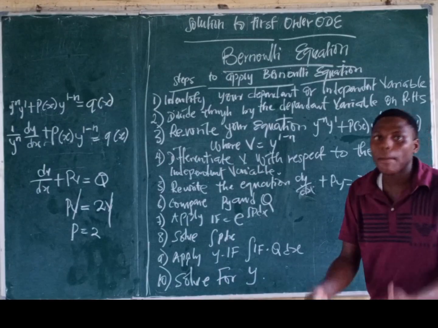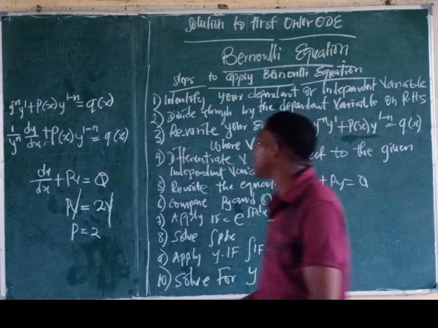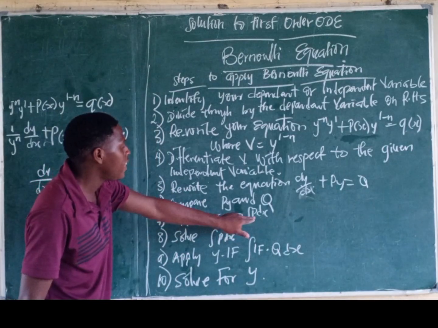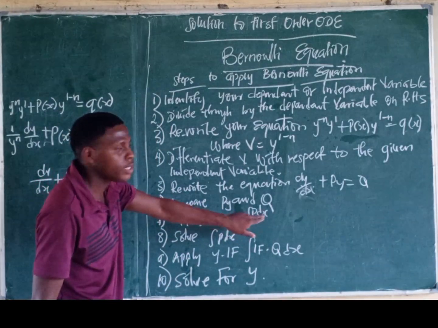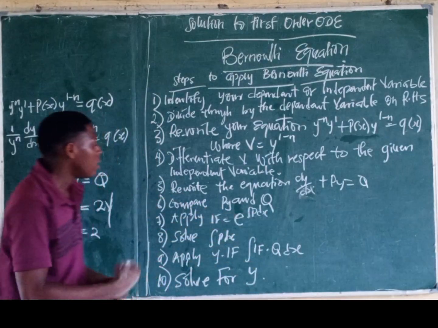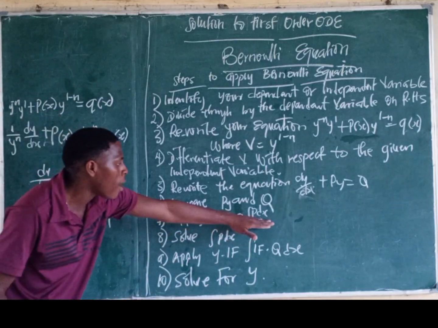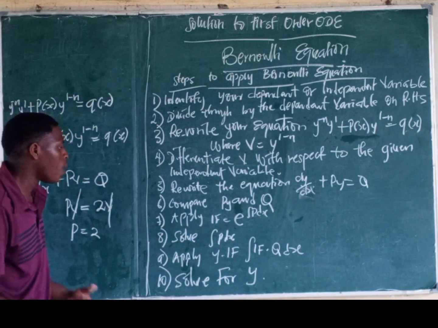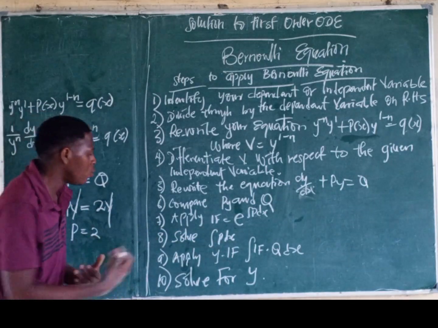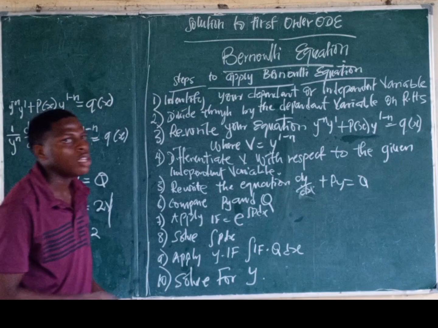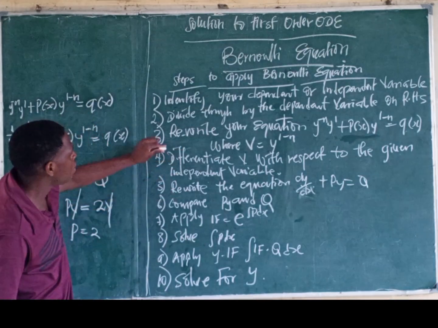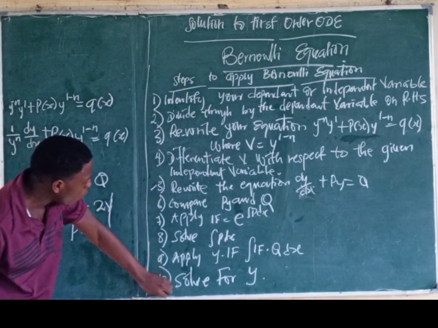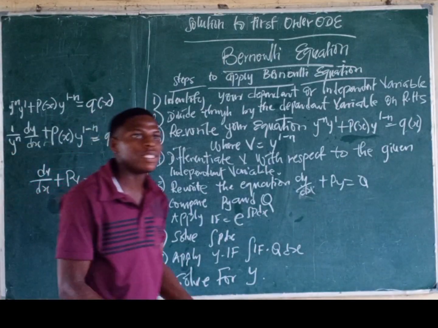The next thing is to apply the integrating factor. Our integrating factor says the integrating factor is equal to exponential raised to the power of the integral of p dx. After doing that, you solve for your power, which is the integral of p dx. You get your answer. Then after that, you apply the second integrating factor step. From step 5 down were the steps for integrating factors.